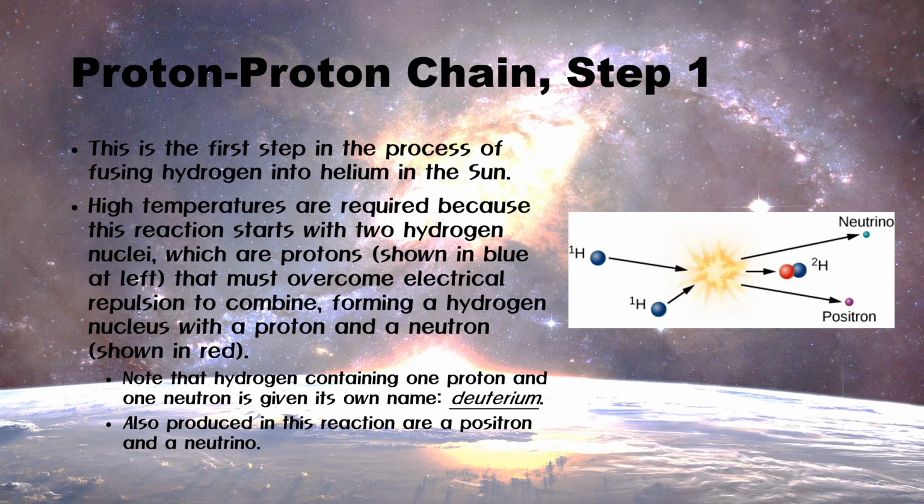a neutron. Now, you'll note that hydrogen by itself is how we typically find it, but when we have a proton and a neutron, we get a special form of hydrogen, deuterium. Also produced in this reaction, you'll notice, we get a positron and a neutrino. And again, this is only step 1. And what we've done, of course, is at this step, we have some matter and antimatter that have been formed.